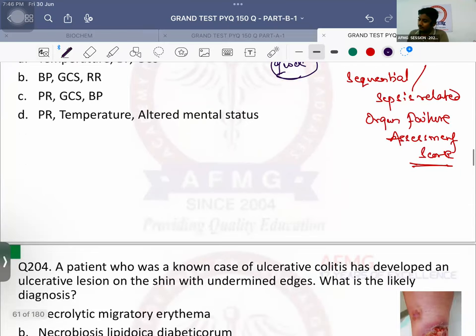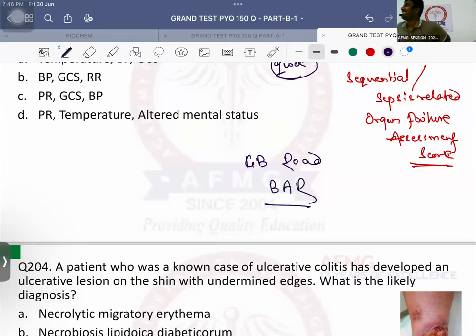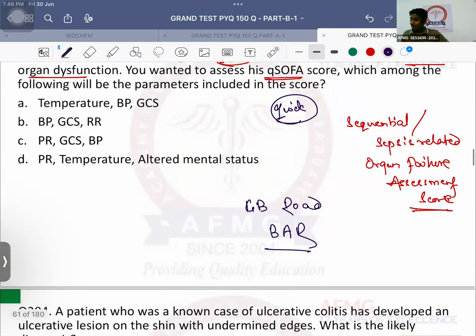Mnemonic, quickly. Second. Last time, you were the one who shouted. Okay, next is. BAR definite. Remember, so either BAR or GB road, whichever is closer to you, remember that.